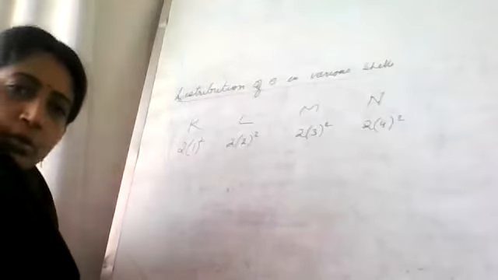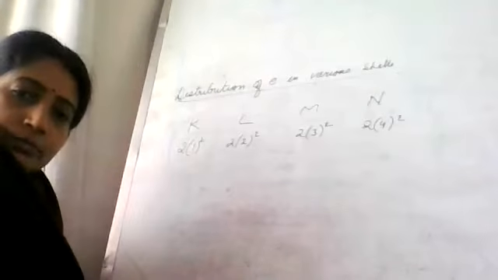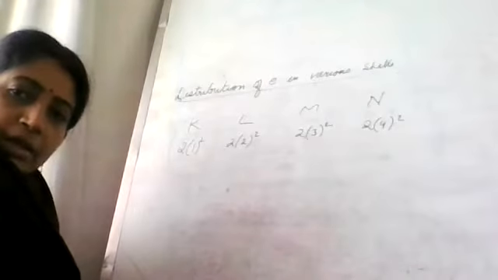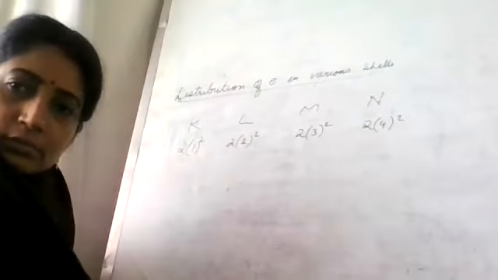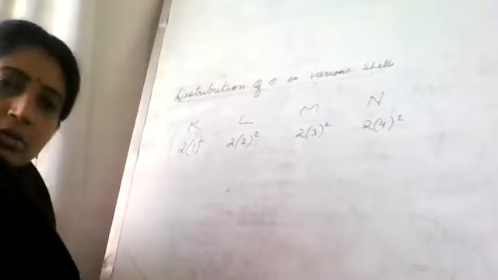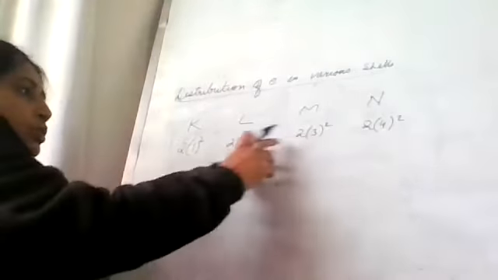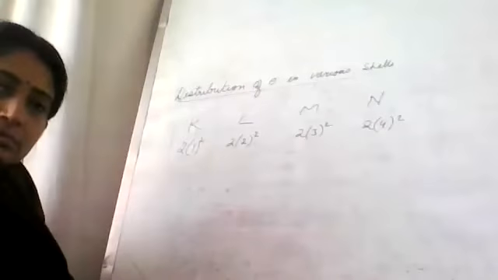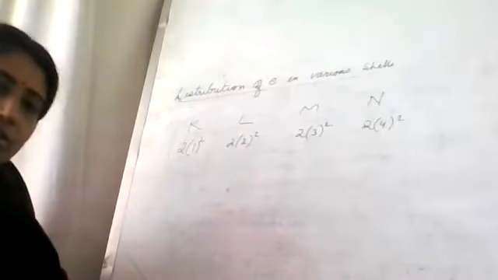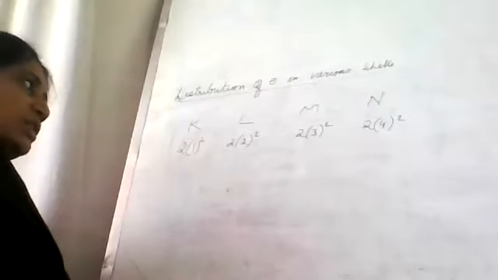Is the board clear to you? Is the blackboard clear, class? Yes, ma'am. Okay. So 1, 2, 3 and 4. What is this? Number of energy shells. Okay, these are the number of energy shells.